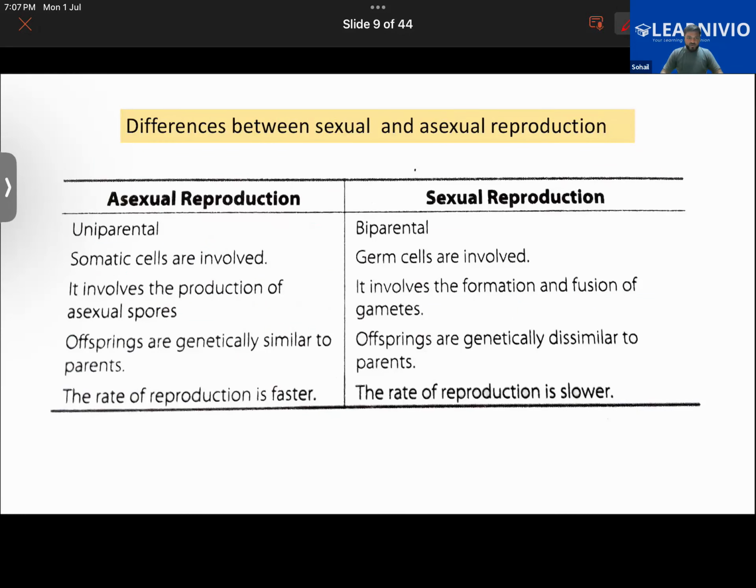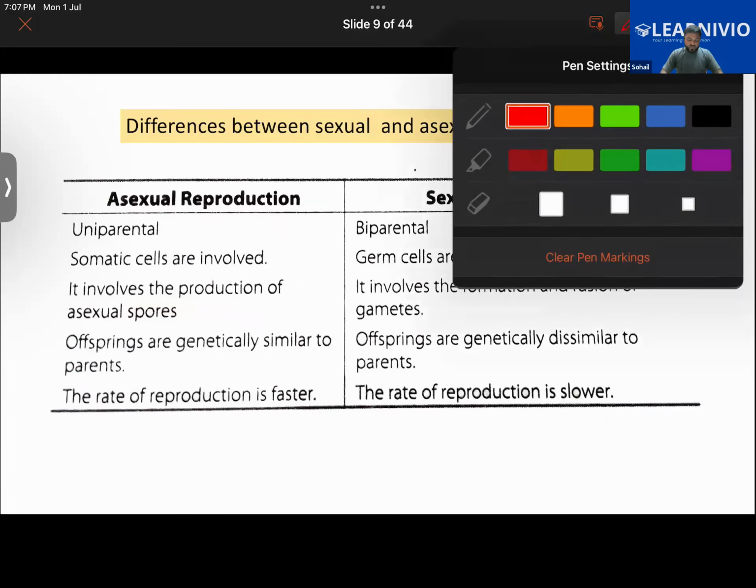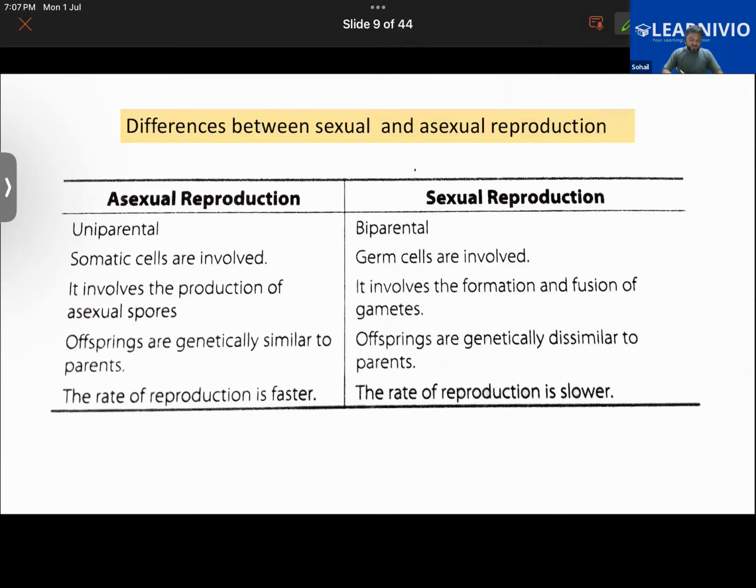Previously, we have learned about the differences between sexual and asexual reproduction. Just to quickly recap, this is uniparental, this is biparental. Furthermore, in asexual reproduction, somatic cells are involved, while in sexual reproduction, germ cells are involved. Now, here are two new terms you would not have heard before: what are germ cells and somatic cells?